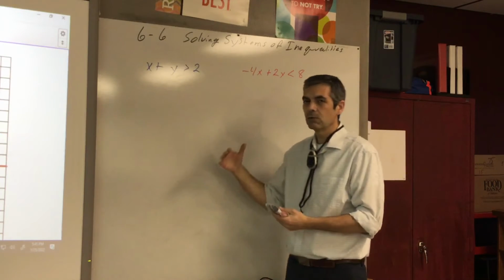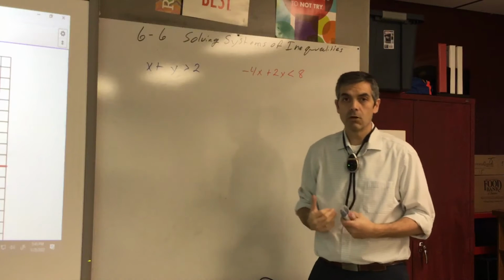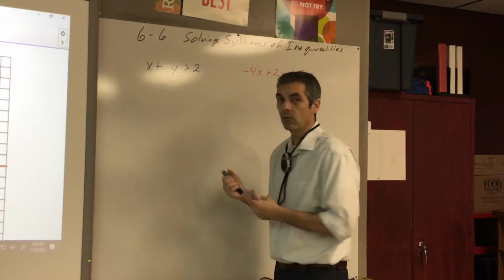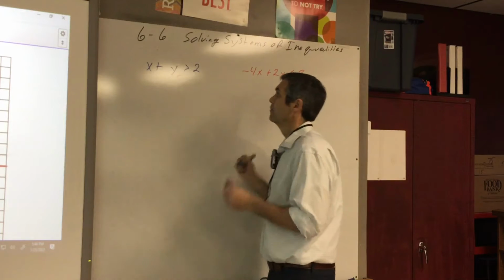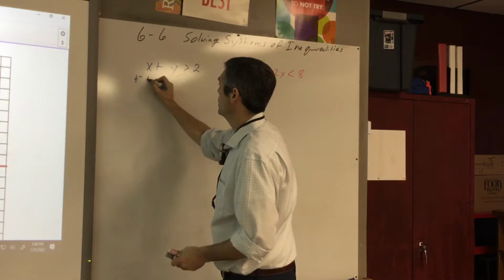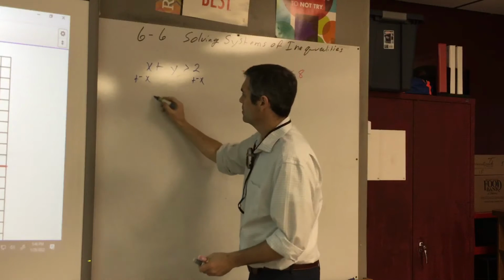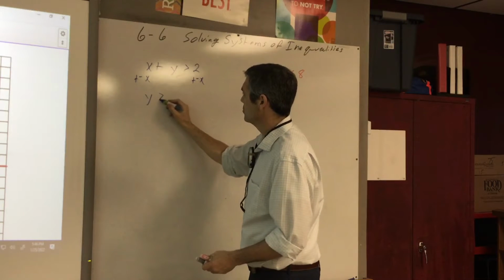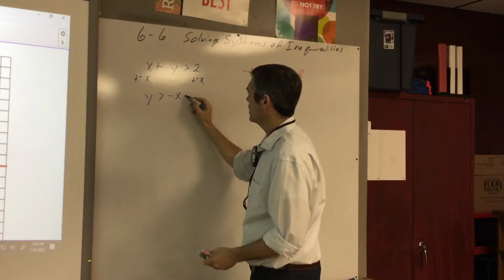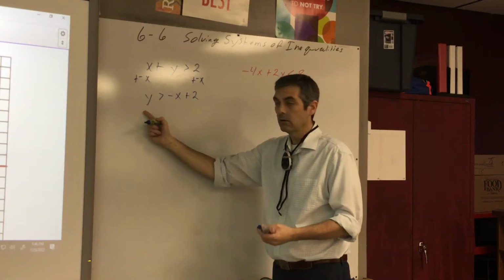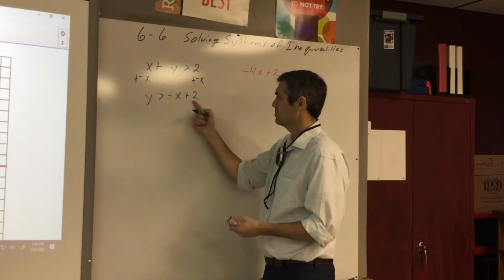First thing we have to do is put them into slope-intercept form. So we're going to solve for y. I'm going to add the inverse here, and add the inverse here. That leaves me with y is greater than negative x plus 2. So solve for y: y is greater than negative x plus 2.